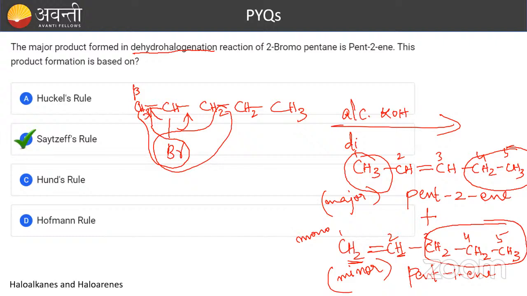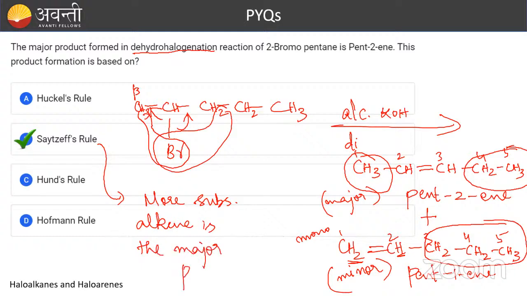Almost all of you have given the correct answer here. Option B is the correct answer. So what does this rule say? What is the Zaitsev rule? The more substituted alkene is the major product. Please write down: the more substituted alkene will be the major product. Got it? I hope this question is clear to all of you. We'll go for the next.